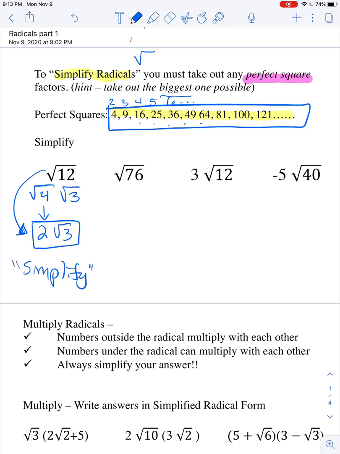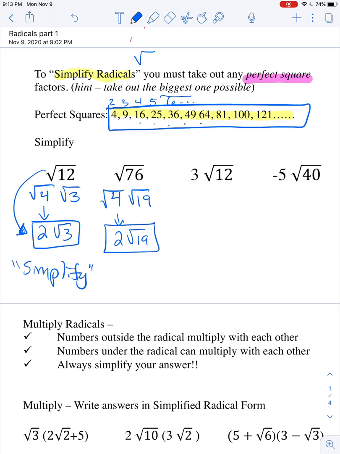So again, with 76, it's a bigger number. I start looking, none of these go into it, and I get right back where I was with 4, believe it or not, as the biggest number that goes into 76 evenly, and it goes in 19 times. So the square root of 4 comes out as a 2, but the square root of 19 is stuck under there. Here I have a number waiting out in front.